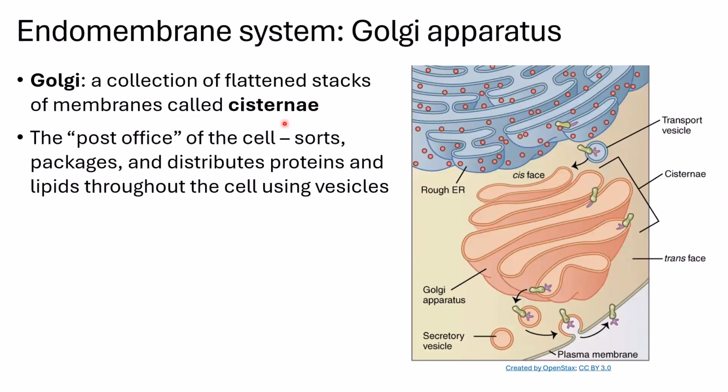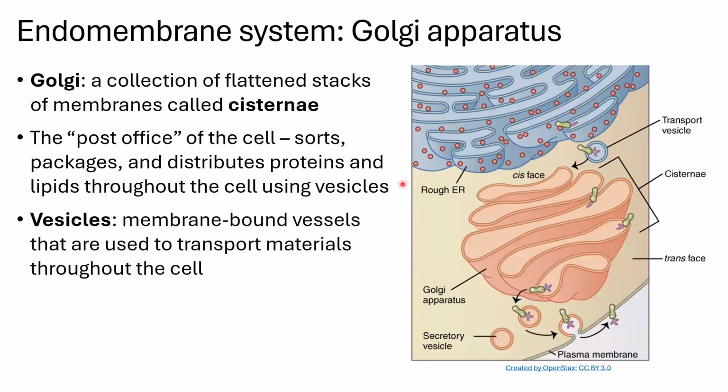Continuing our analogy of the ERs being factories, you can think of the Golgi as the post office of the cell. Once the proteins and lipids are made, they go to the Golgi to be sorted, packaged, and distributed. The macromolecules are delivered using vesicles, which are membrane-bound vessels used for transport within the cell, like a delivery truck. You can think of the word as being a combination of vessel and vehicle.